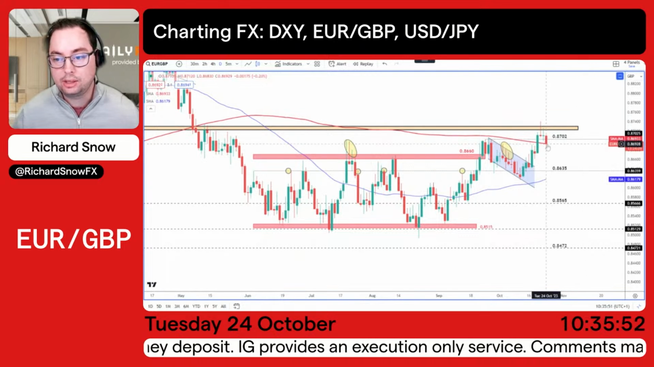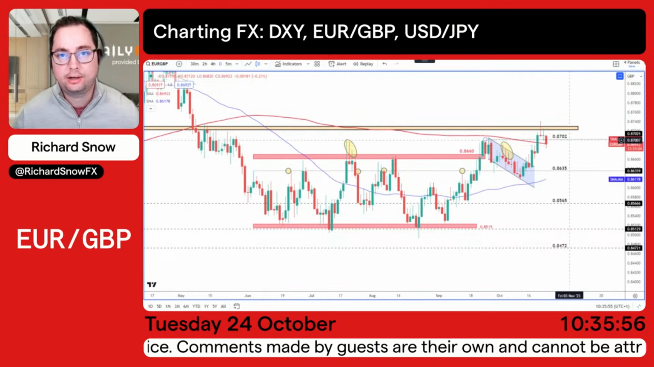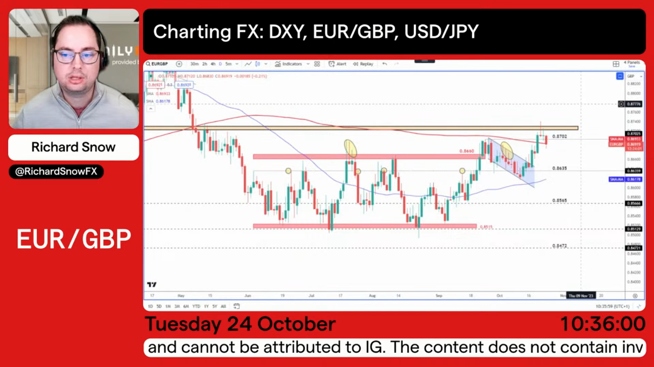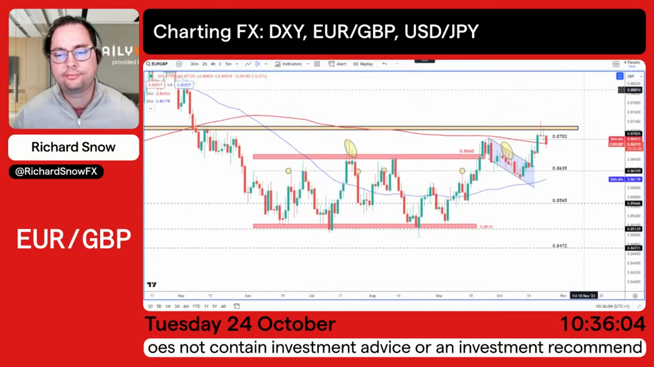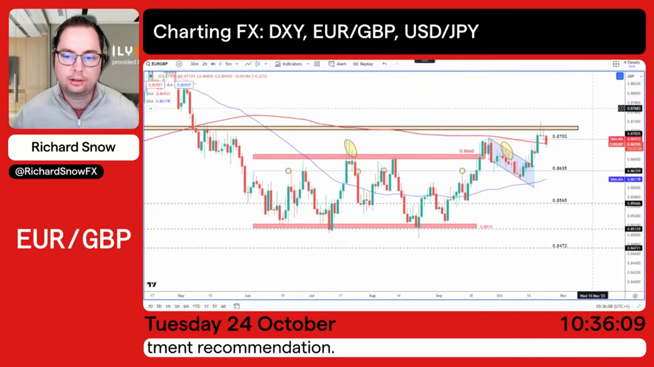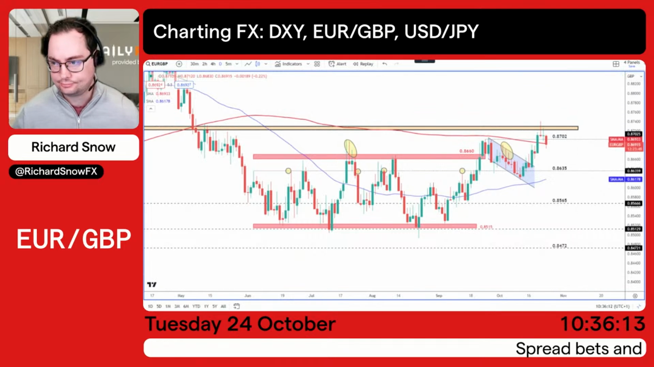So now, immediately testing that 200 SMA, that's proving to be quite a challenge at the moment. So definitely want to watch intraday. If we are to see a close beneath the 200 SMA, well, that could signal further selling into the rest of the week. So definitely quite a bit to look out for in this particular pair.